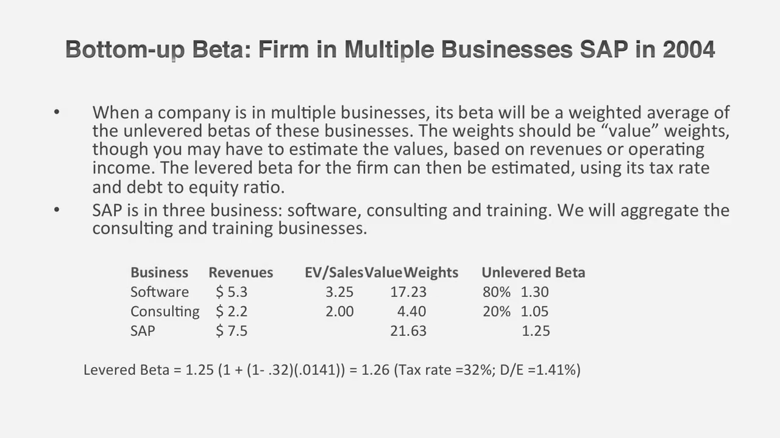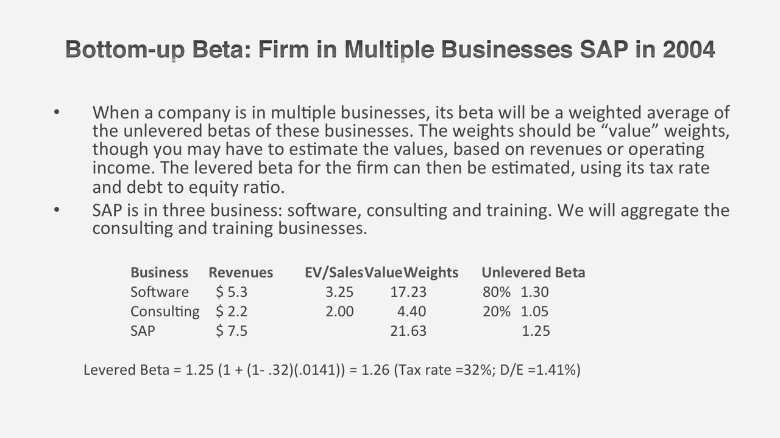So we've got a beta for a single business company in Briar. Let's up the ante. Let's try a more difficult case. Let's assume you have a company in two businesses, in this case SAP, which is a German software company. SAP actually classifies itself as being in three businesses. I've kind of condensed them into two, and these are the two businesses I see them in, software and consulting. I went and found publicly traded software companies and consulting firms, and I came up with unlevered betas for each of those businesses.